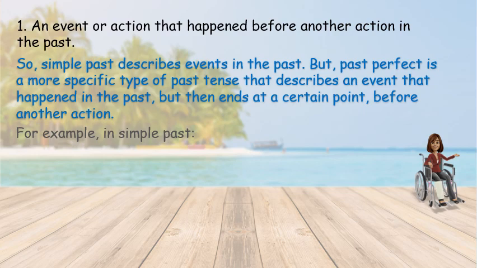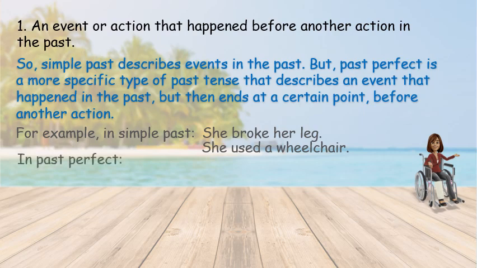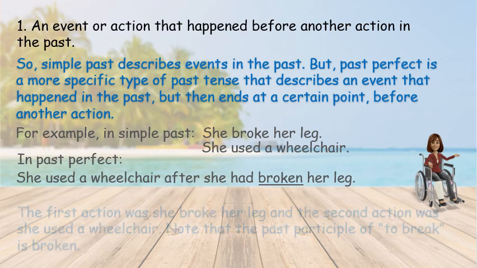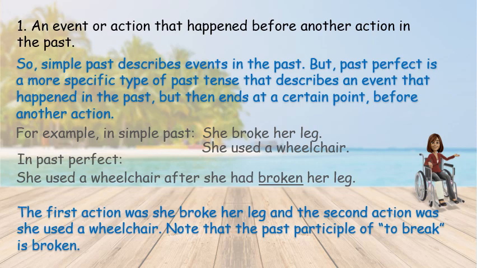For example, in simple past, she broke her leg. She used a wheelchair. In past perfect, she used a wheelchair after she had broken her leg. The first action was she broke her leg and the second action was she used a wheelchair. Note that the past participle of to break is broken.